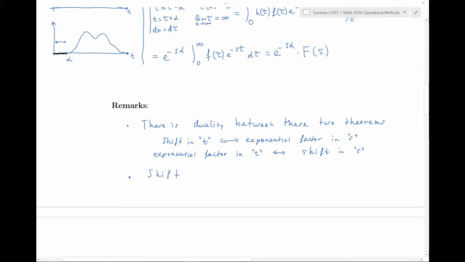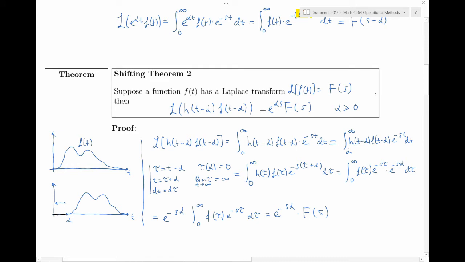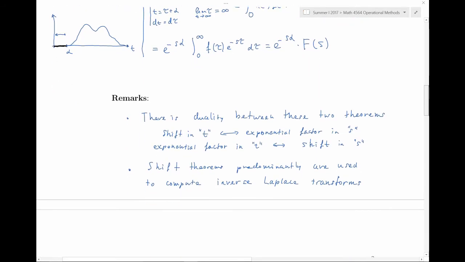So I want to say that shift theorems predominantly are used to compute inverse Laplace transforms. And this is where we will see expressions of this form getting changed into some weird combinations of functions and Heaviside functions multiplied by them.